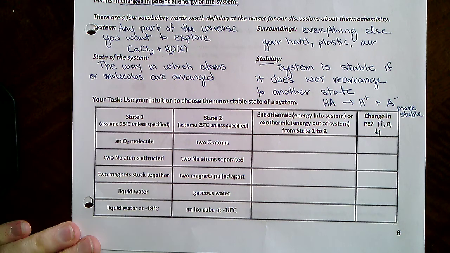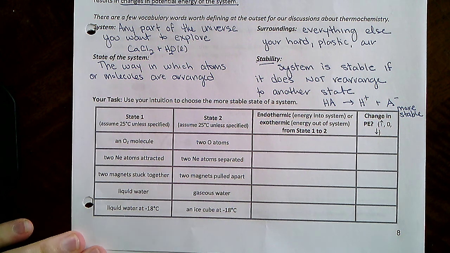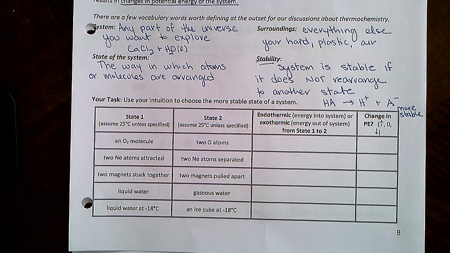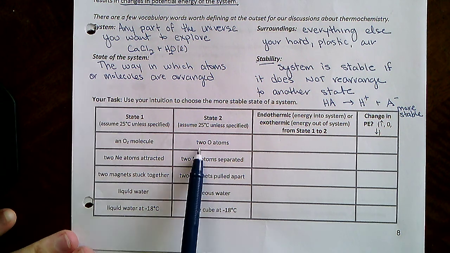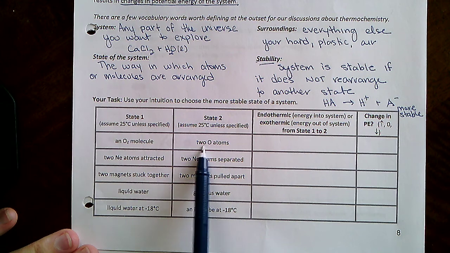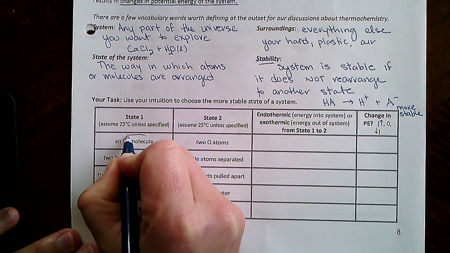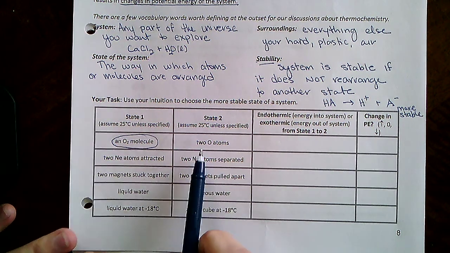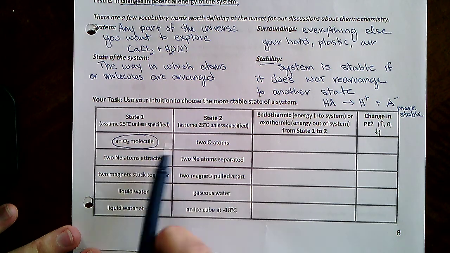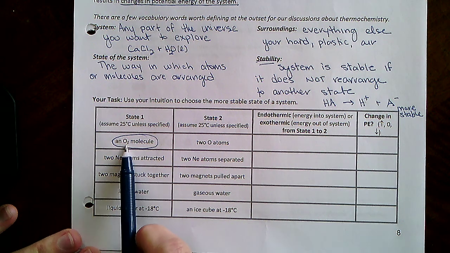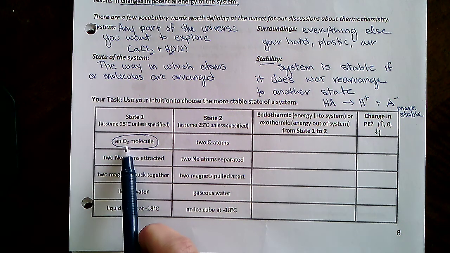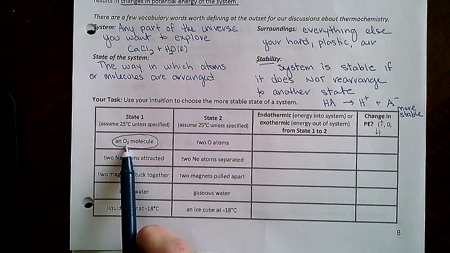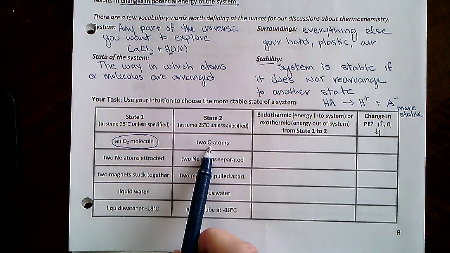I hope you took a moment to do that. I'm going to go ahead and circle the states that are more stable. So two atoms, when they're totally separated, there's less attraction here. There's more attraction when those two atoms are together and bonded. So two oxygen atoms will rearrange to form an oxygen molecule. That's why elemental oxygen exists as a molecule as opposed to two oxygen atoms.